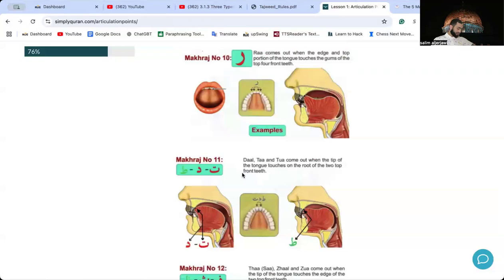Now after ra we have very interesting letters: ta, dal, and ta.